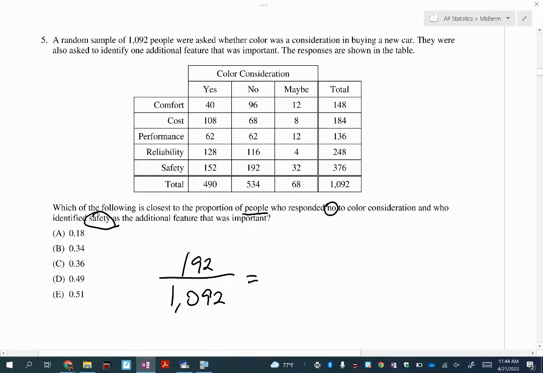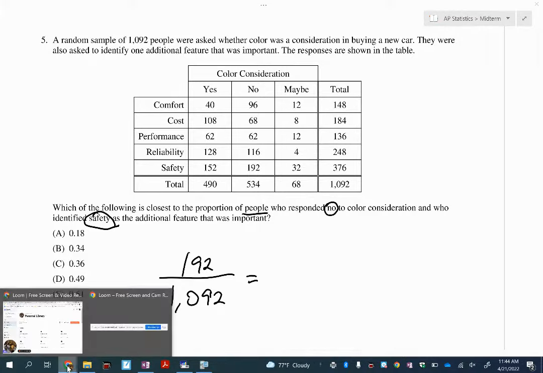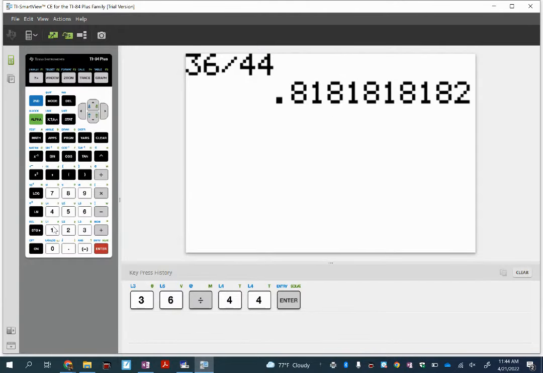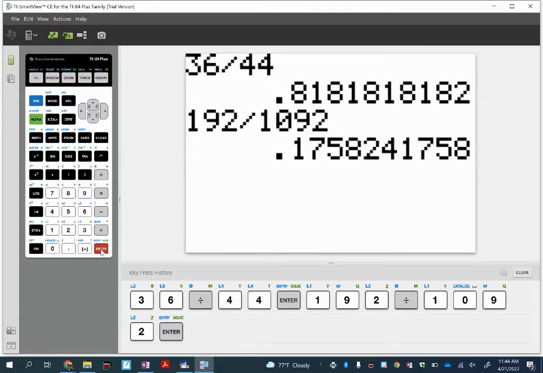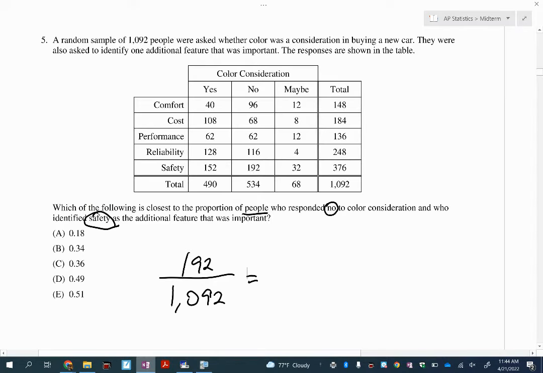All right, so I went to no and safety. And now where am I going? I'm going to the calculator. To type this in, you should be doing the same thing on your desk. 192 divided by 1,092. So what do we say? 192 divided by 1,092, which is 0.176. 0.176 or 0.18. Number 5 is the closest.